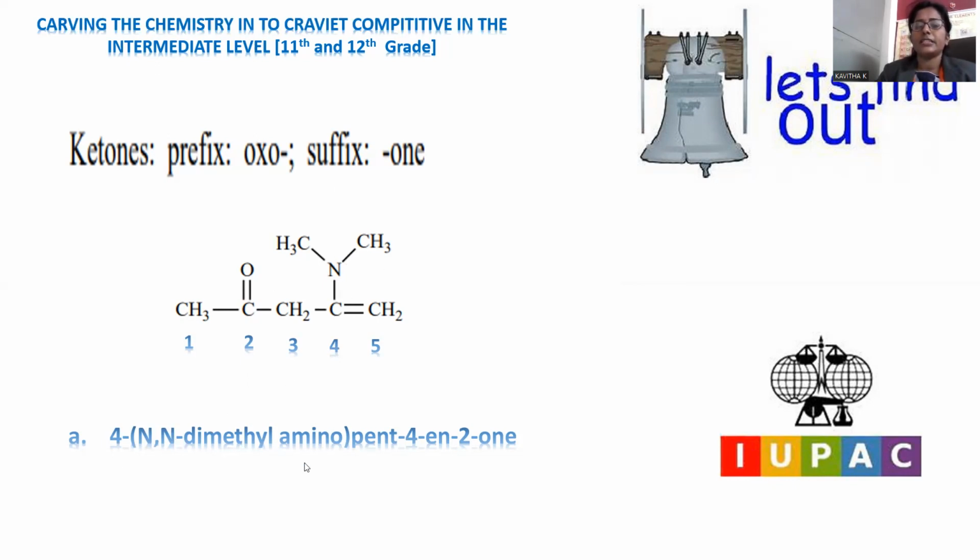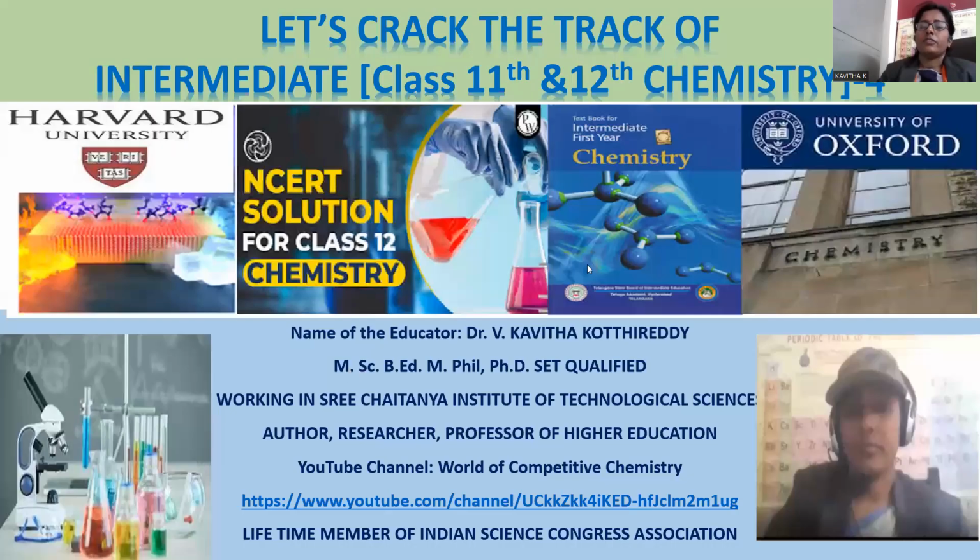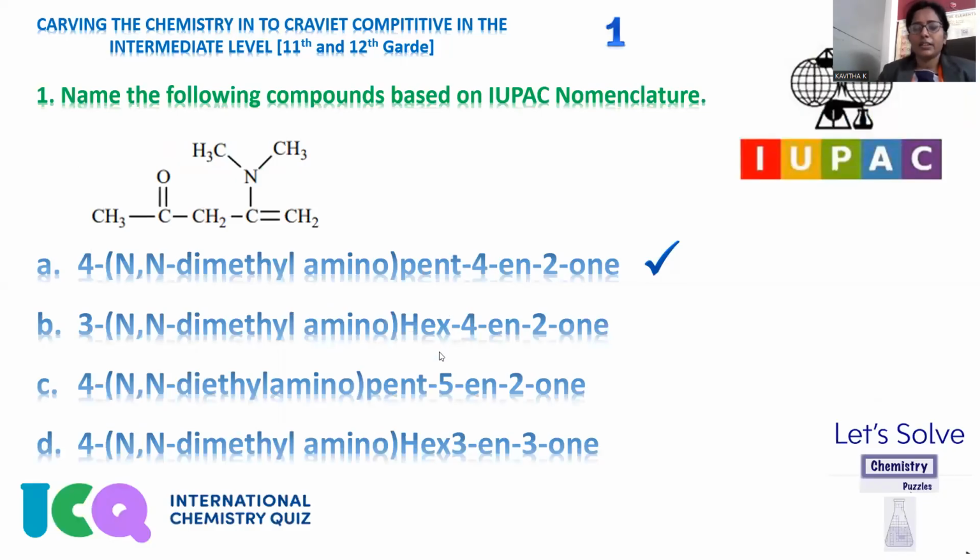...amino), and it is taken as amino. Five carbons is the parent chain, so penta, and the double bond is present on the fourth carbon, 4-ene. The ketonic group is residing on the second carbon atom, so 2-one. This is the entire naming as per IUPAC protocols: N,N-dimethylamino penta-4-en-2-one is the right representation of IUPAC nomenclature for the given organic compound. For question number 1, option A will be the correct answer.